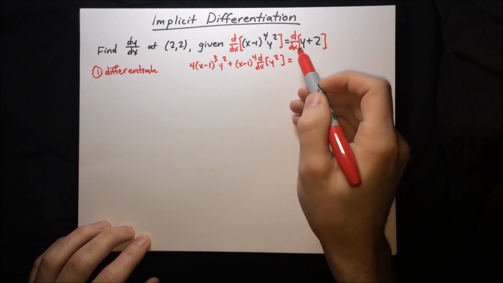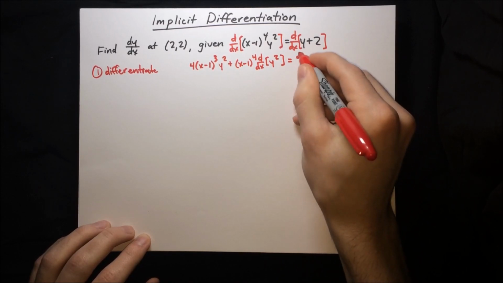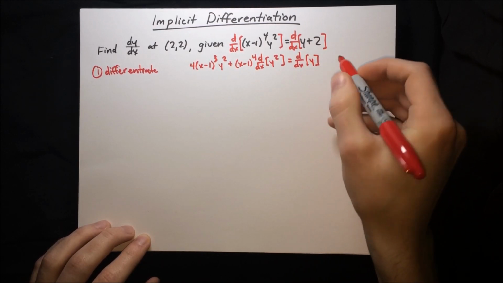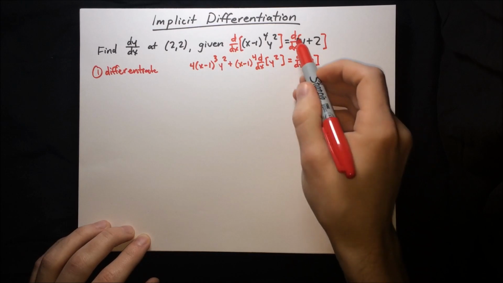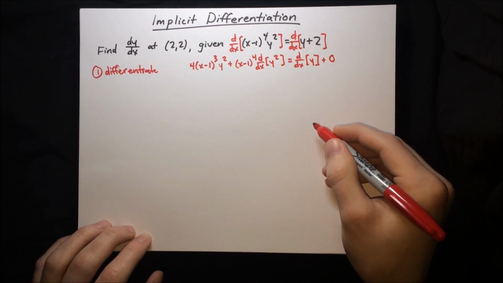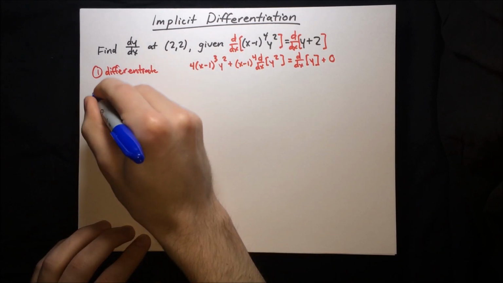and that's equal to, we'll just distribute this derivative over the sum. So d over dx of y, we'll do that once we use the chain rule. And then d over dx of 2 is just 0 because 2 is a constant. Okay, so now we're ready to go ahead and use the chain rule.